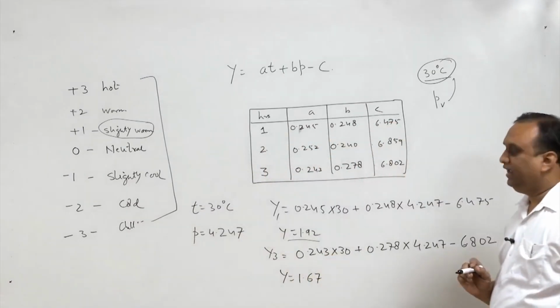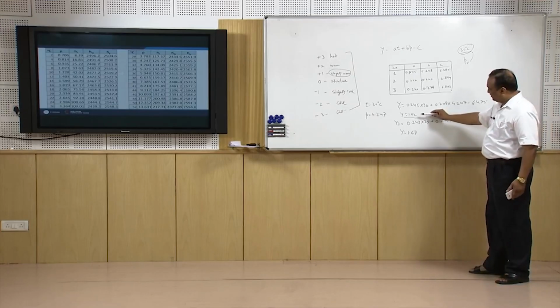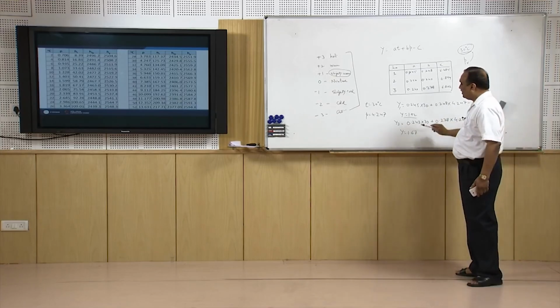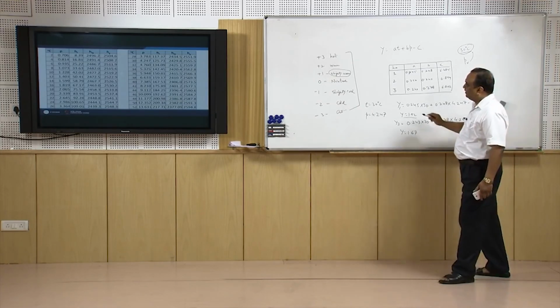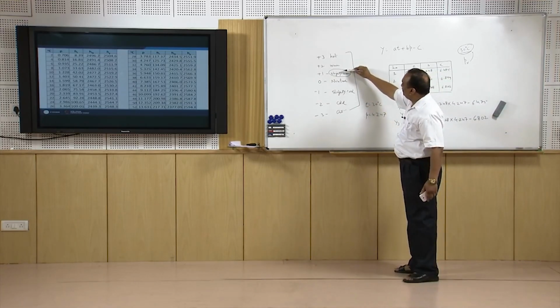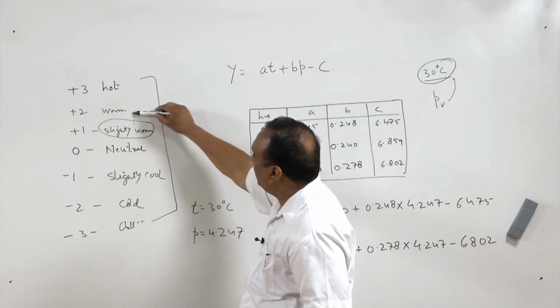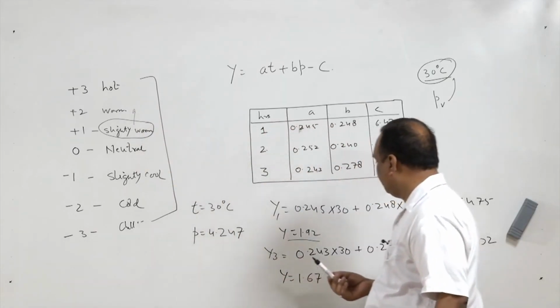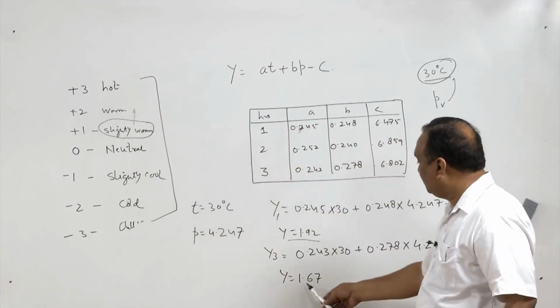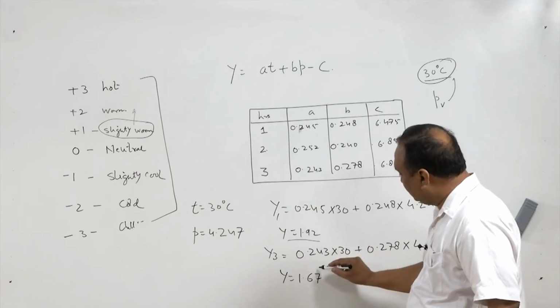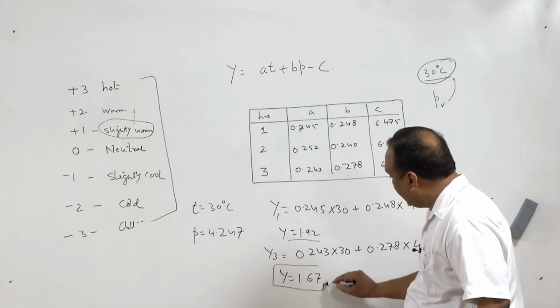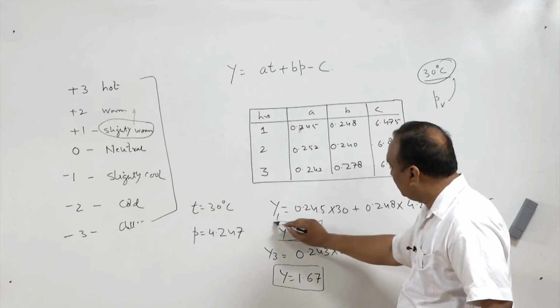Now we can make a very interesting conclusion here. Y is equal to 1.92 and y is equal to 1.67. So 1.92 is more towards warmer. It is warm in fact. And at 1.67 the sensation of heat is less, whereas in the other case it is more.